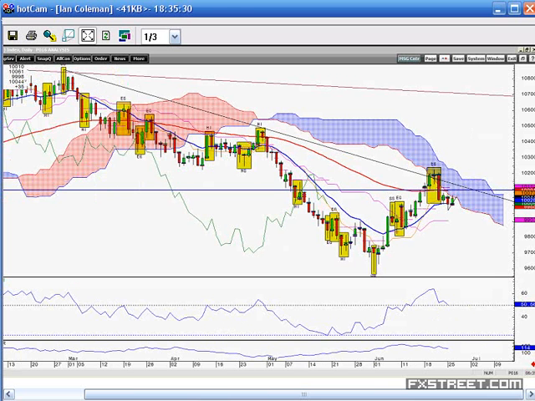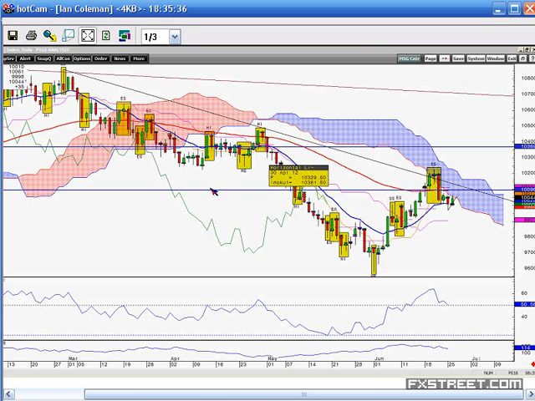Morning star formation here. Let's just see if it is true. Morning star formation here. It wasn't really at the bottom of the trend though, was it? Let's give it the benefit of the doubt there. Anyway, I could be here all day if I keep going back through here. We'll have a look later.